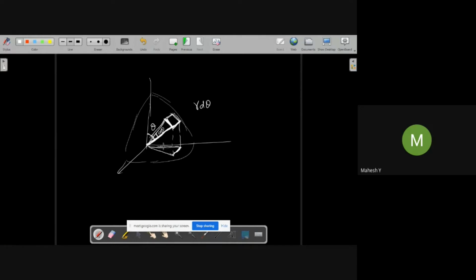This angle is actually d phi, because this angle is phi, so this small element is d phi, and this length is r sin theta. Rho is equal to r sin theta, that is what we have studied. So radius is r sin theta, angle is d phi, so it is r sin theta d phi. So if you multiply, dS is equal to r square sin theta d theta d phi, right?